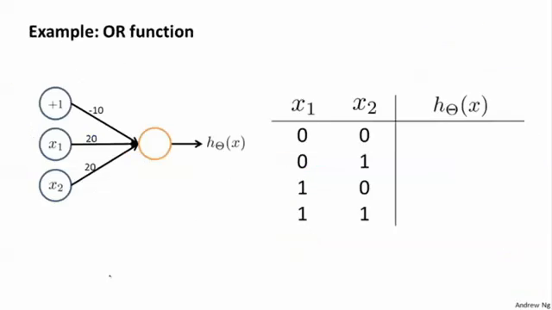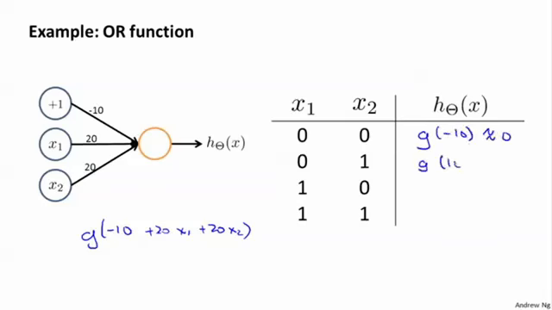This network shown here computes the OR function. Just to show you how I work that out, if you write out the hypothesis, you find that it's computing g of minus 10 plus 20x1 plus 20x2. If you fill in these values, you find that that's g of minus 10, which is approximately 0, g of 10, which is approximately 1, and so on. And these are approximately 1, and these numbers are essentially the logical OR function.